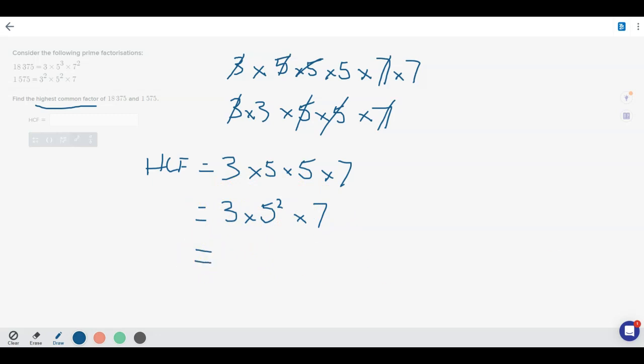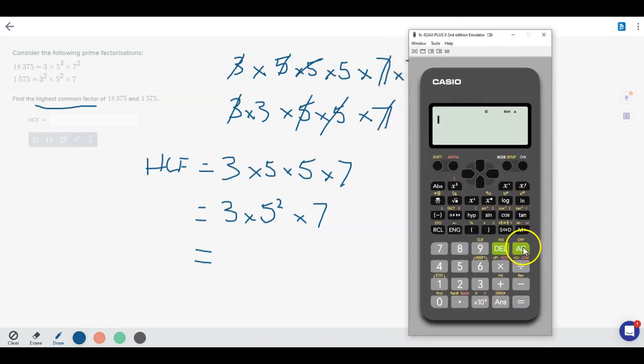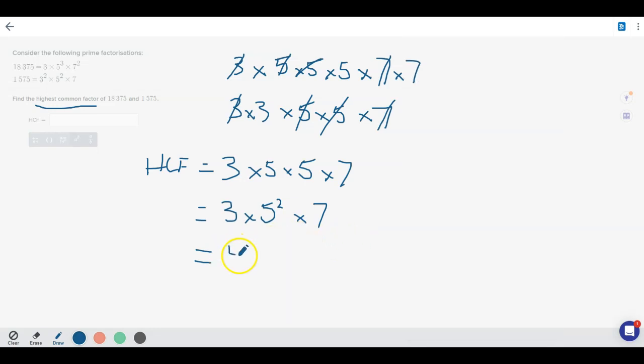So again, let me bring in my calculator, which I've just lost for the moment. There it is. So let's clear the last equation. And 3 times 5 times 5 times 7 equals 500 and, what was it? Sorry, 525. Okay, so that's my highest common factor of these two very large numbers.